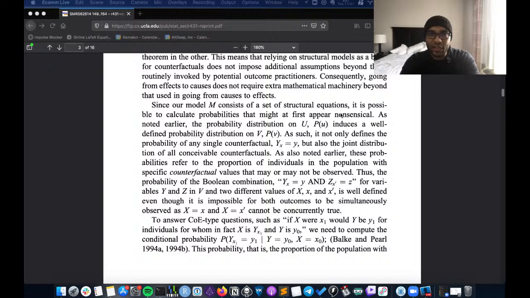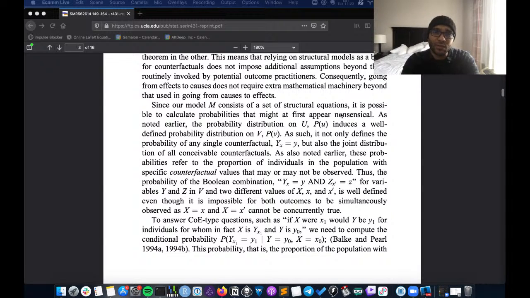Okay, it's possible to calculate probabilities that might at first seem nonsensical. As noted earlier, the probability distribution on U induces a well-defined probability distribution on V. As such, it defines the probability of any single counterfactual, but also the joint distribution of all conceivable counterfactuals. Okay. So it's just saying that we have a probability distribution on any kind of counterfactual query we might ask of this model.